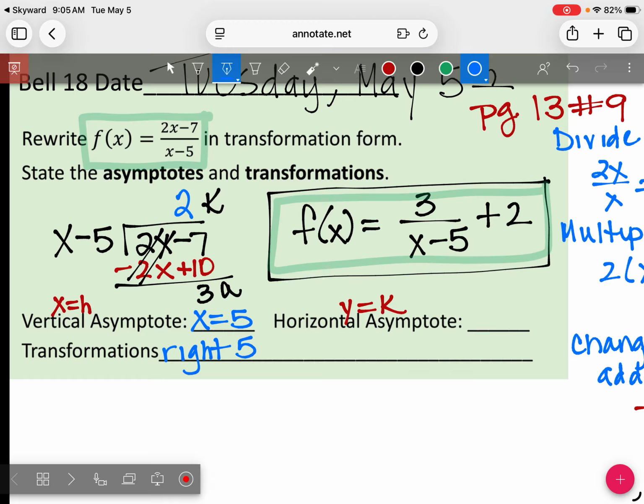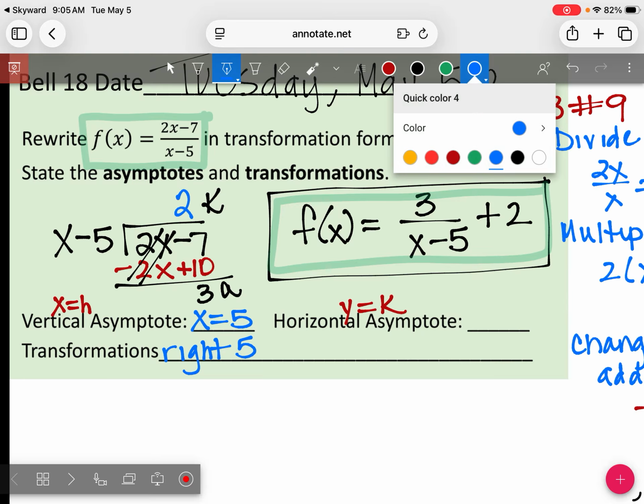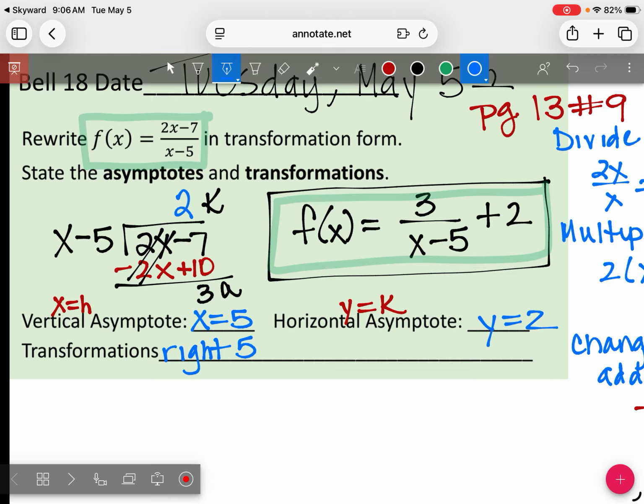All right, what about your horizontal asymptote? John, what would you say the horizontal asymptote is? Take a guess. There's only 2 more numbers up there. Two, that's right. So y equals 2, which means it moved up 2. And the 3 means that it stretched.